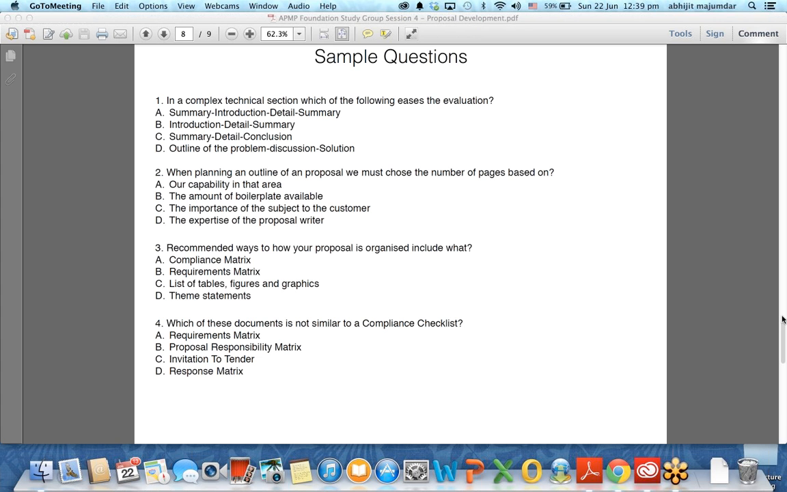Many people ask, should we use graphics in the executive summary? Feel free to use graphics. People love graphics. People love visuals. People want to see.